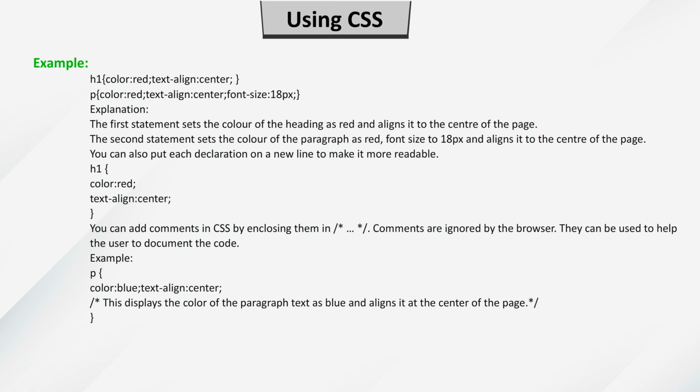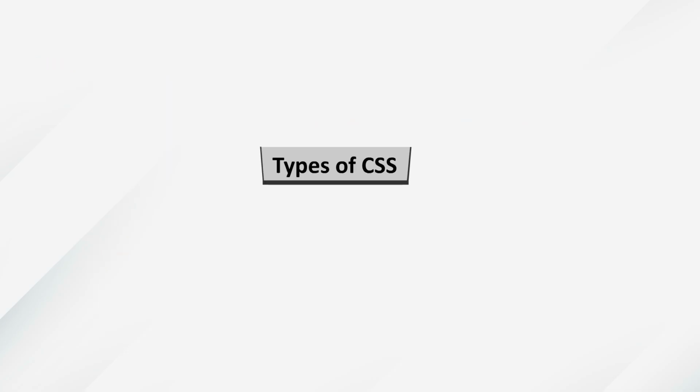Example: p { color: blue; text-align: center; } /* This displays the color of the paragraph text as blue and aligns it at the center of the page */ Types of CSS.